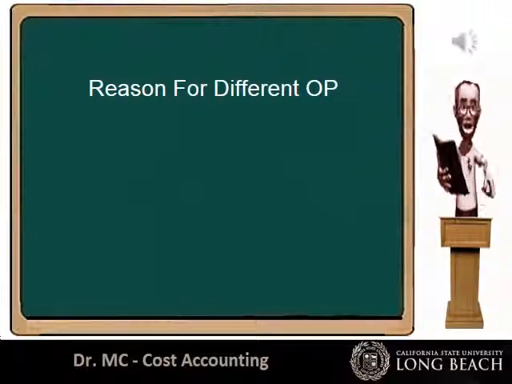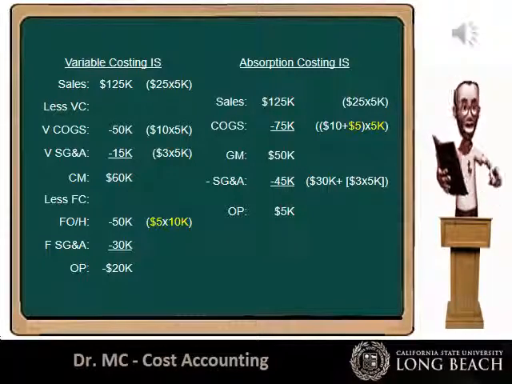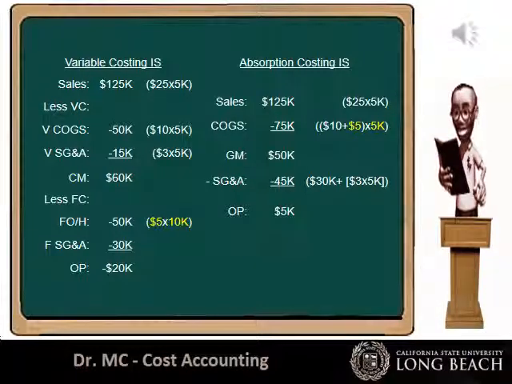We will now discuss why the two methods give you different operating profits when the units that your firm produces is not equal to the number of units that it sells. The sales revenue for both methods is $125,000. The variable cost of goods sold is $10 times 5,000 units under both methods. The variable selling, general and administrative expenses are $3 times 5,000 units under both methods. The fixed selling, general and administrative expenses are $30,000 under both methods. The only difference between the two methods is the fixed overhead. With variable costing, the fixed overhead is $5 times 10,000 units, and with absorption costing, the fixed overhead is $5 times 5,000 units. Therefore, with variable costing, $50,000 of fixed overhead is expensed, and with absorption costing, $25,000 of fixed overhead is expensed. This explains the $25,000 difference reported as operating profits under the two methods.